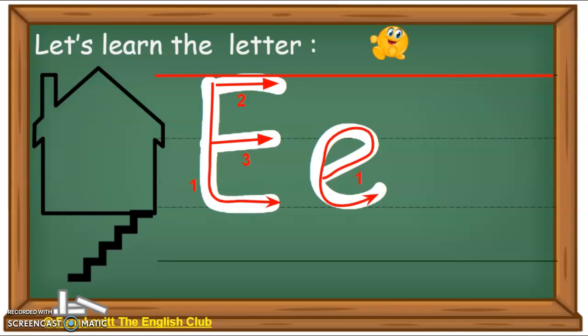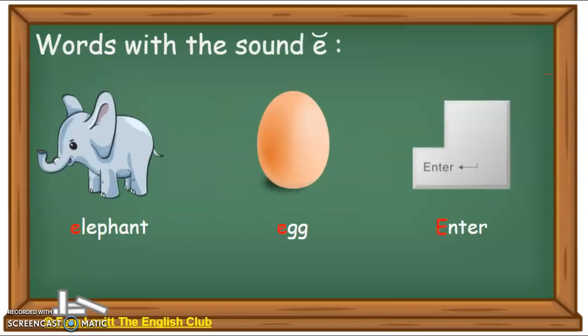Let's learn the letter E. Capital E or big E and lowercase e or small e. E is a vowel. Therefore, it has two sounds, a short sound and a long sound. The short sound is E, E as in elephant, E as in egg, and E as in enter.